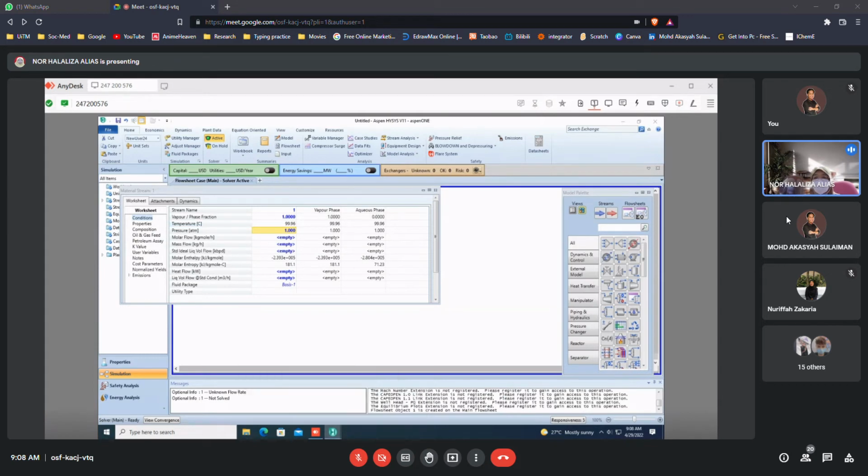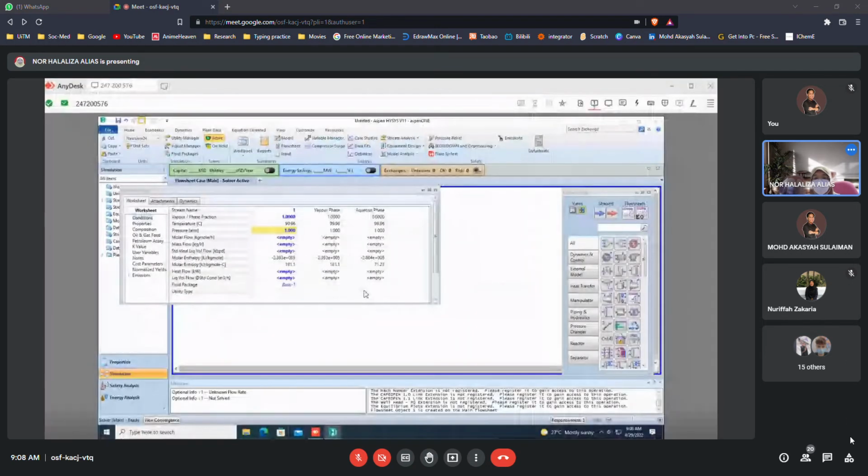Okay, so back to the question. If let's say I set V over F equivalent to 1. Okay, and then V over F equivalent to 1 and pressure 1 atm. What is the temperature and also phase? Okay, what is the temperature? 99.96 degrees Celsius. Okay, good. 99.96. What is the phase now?